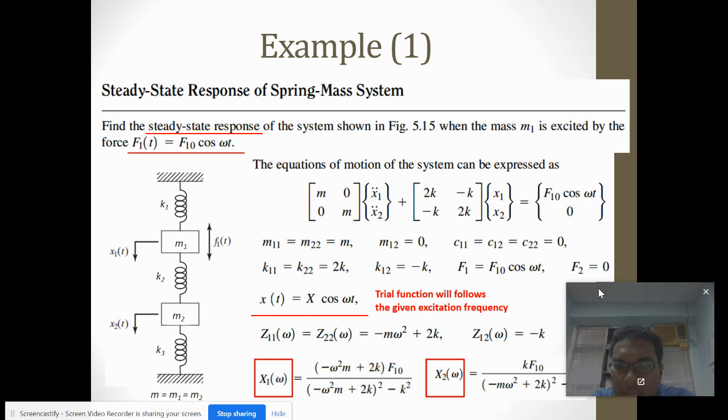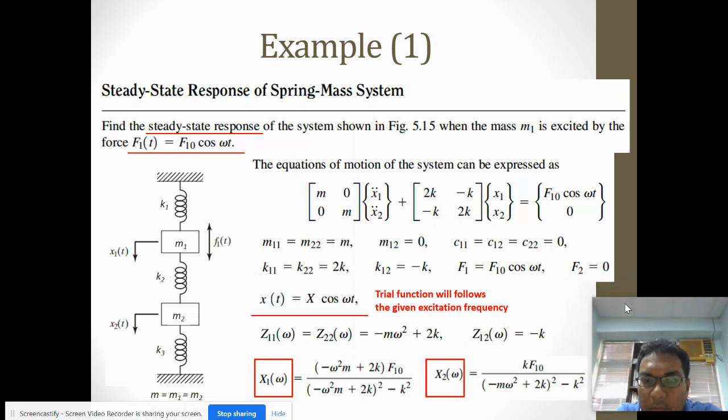Okay, so this is another example. Find the steady state response of the spring mass system. Find the steady state response of the system in the figure here, when the mass m1 is excited by the force f1. So f1 is equal to f10 cos omega t. Okay, so for the solution, we derive the equation as usual.